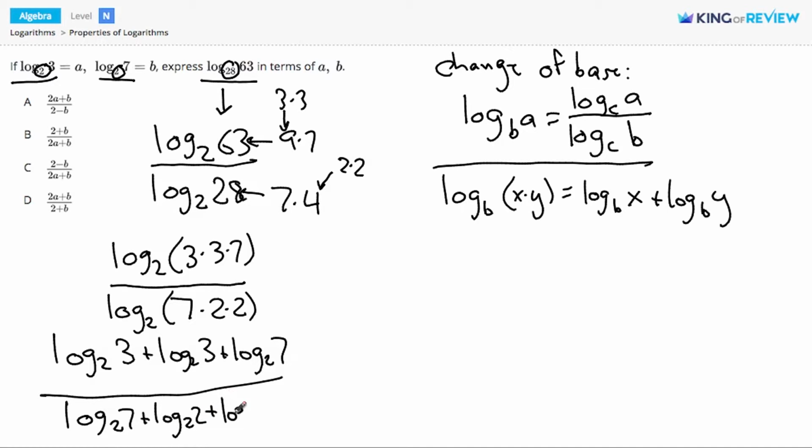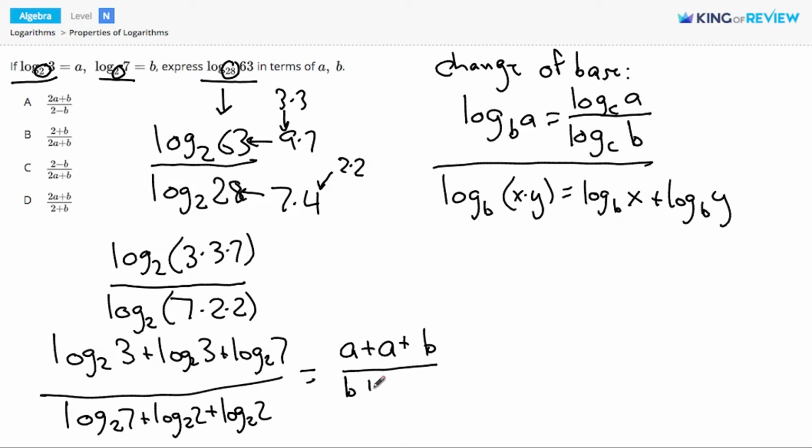Now this is going very well because our first term, log base 2 of 3, that's a. Our second term is also log base 2 of 3, that's another a. Then we have log base 2 of 7, that's b. In the denominator, we also have log base 2 of 7, that's b.